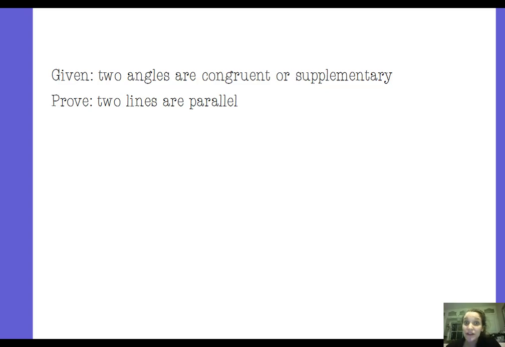Okay, so now we're going to go in the opposite direction. I am going to tell you that two angles are congruent or maybe they're supplementary. And then based on what kind of relationship those two angles have, we can prove that the lines are parallel. So instead of me telling you from the get-go that the lines are parallel, you're trying to prove that the lines are parallel. You're going in the opposite direction.